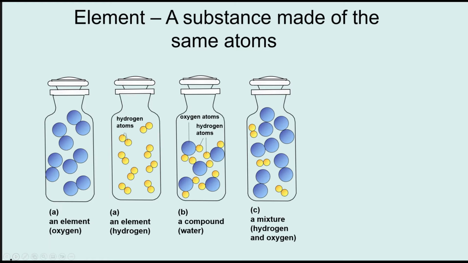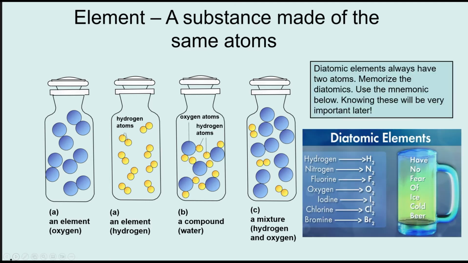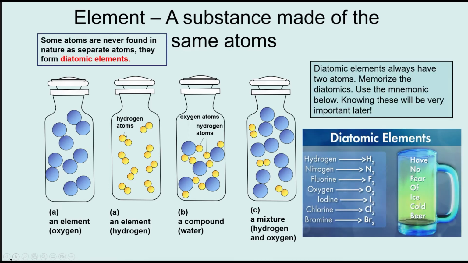Now that we know the difference between an element and a compound, it's important to focus on a special class of elements called the diatomics. A diatomic element is made of the same atom, but they're only found in groups of two. Never found in nature as separate atoms. The diatomic elements are very important to memorize. Use the mnemonic below: Have no fear of ice-cold beer, using the first letter of the elements that are found this way.